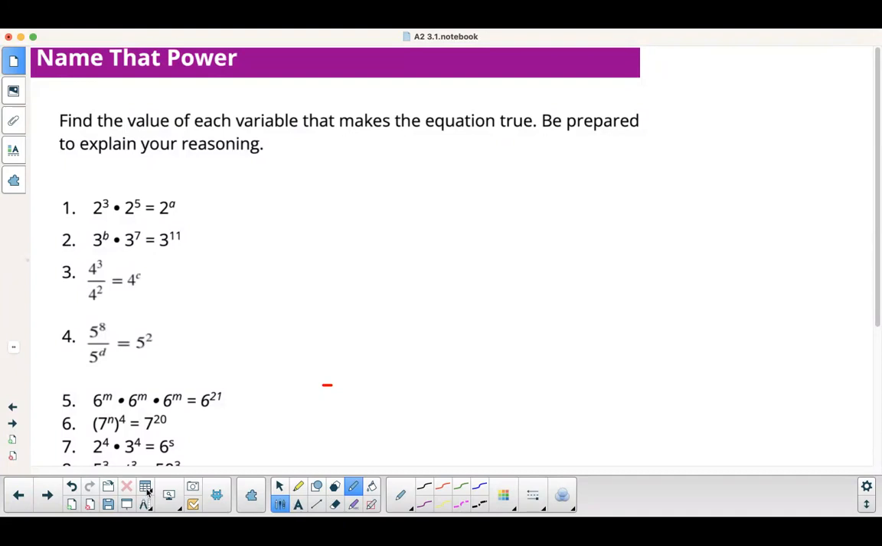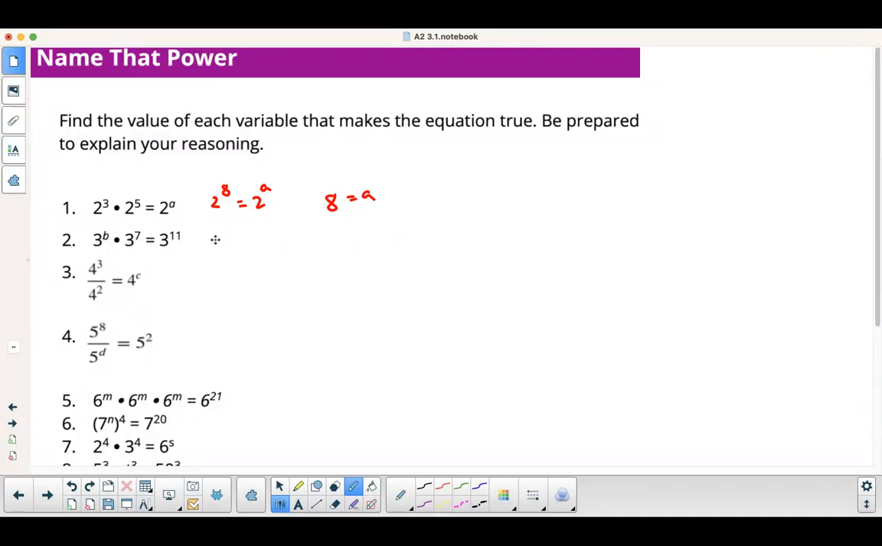Okay, so find the value of each variable that makes the equation true. Be prepared to explain your reasoning. So I'm going to add these powers. So this is going to be 2 to the 8th equals 2 to the a. So now you can kind of see, oh, 2 to the 8th, 2 to the a. Well, a would have to equal 8 to make this equal. So a equals 8 for 1.